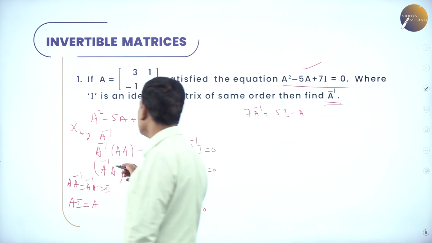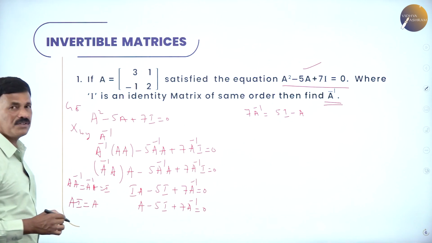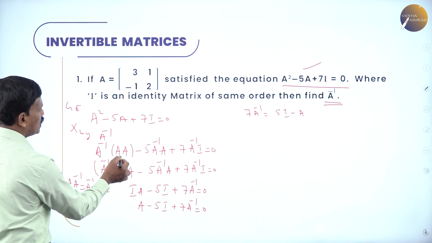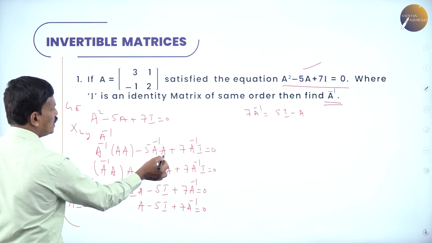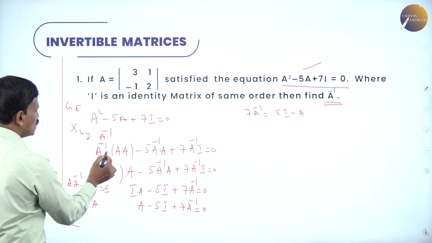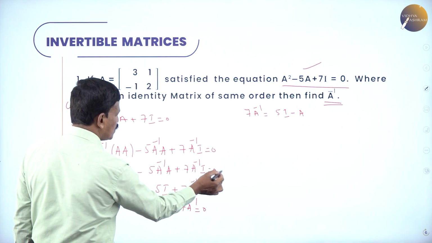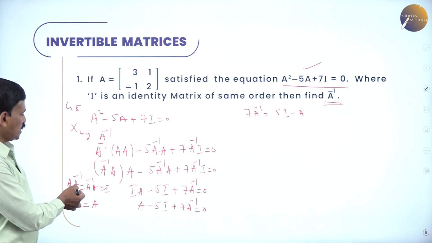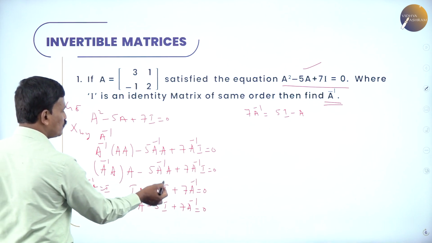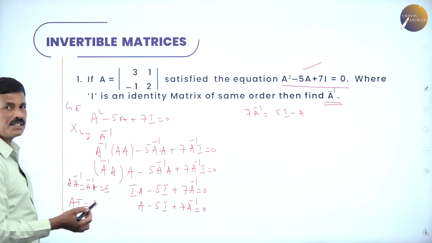So you see here, once again, multiply by A inverse. This is the given equation: A square minus 5A plus 7I is equal to 0. Multiply by A inverse. A inverse into A square can be written as A inverse into A into A, minus 5 A inverse A, plus 7 A inverse into I. Using the associative property, this can be written as A inverse into A, into A. You know this property: A inverse into A is equal to the identity matrix I. So this is I into A. And 7 A inverse into I: if you multiply any matrix with an identity matrix, again it is the same matrix.